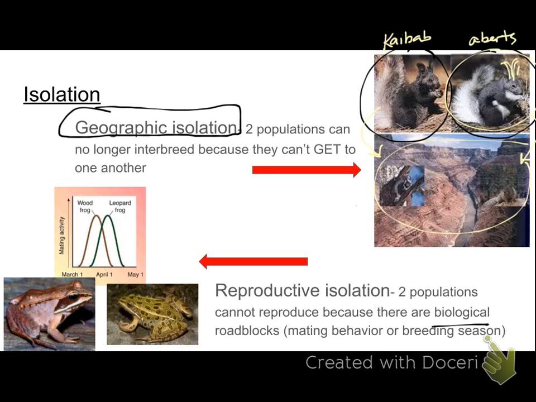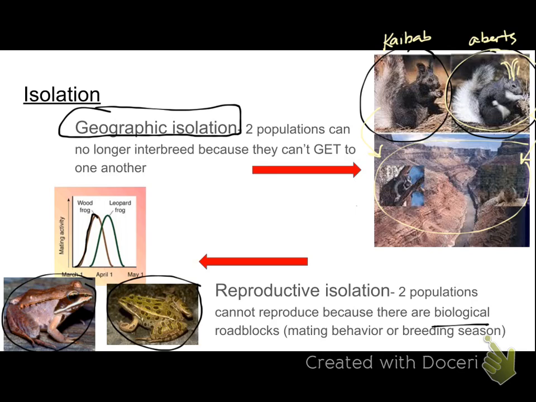Breeding season. So this graphic should look familiar to you. You drew something very much like it in your drawings. This is a wood frog. We have these in the woods here in Ohio. They're wonderful little frogs. This is a leopard frog. If you bred these two, you could produce a hybrid in a lab. If you mixed wood frog eggs and leopard frog sperm, you could produce a hybrid.